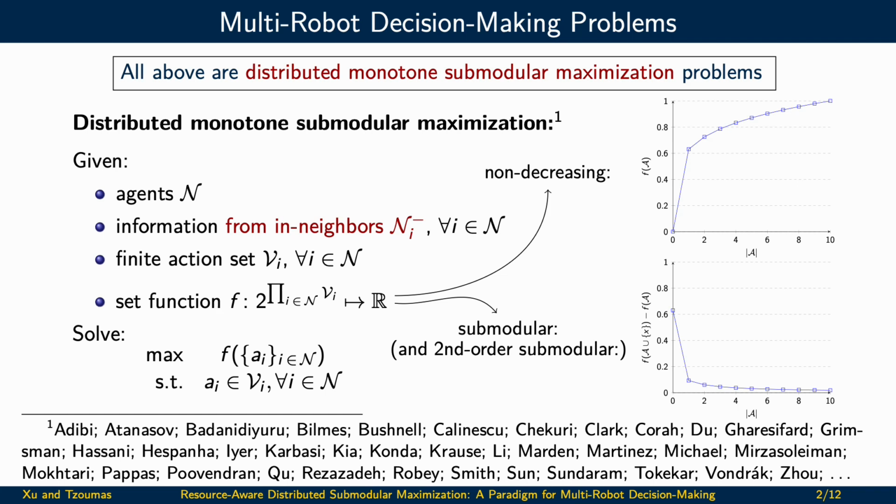This problem of distributed monotone submodular maximization has been long investigated in the past few decades by many researchers, just to name a few here. But this problem with merely distributed communication doesn't solve the complication of limited onboard resources. Why?